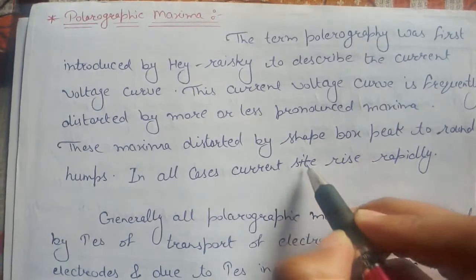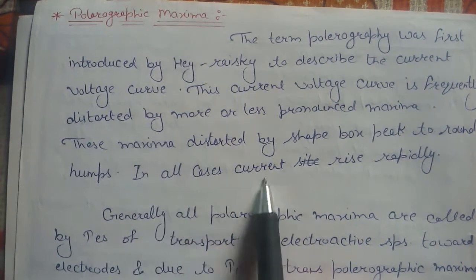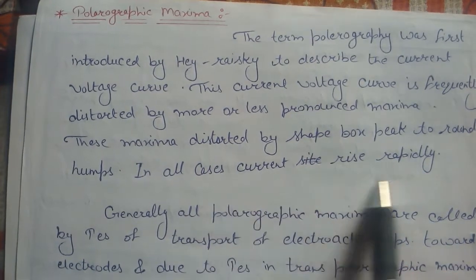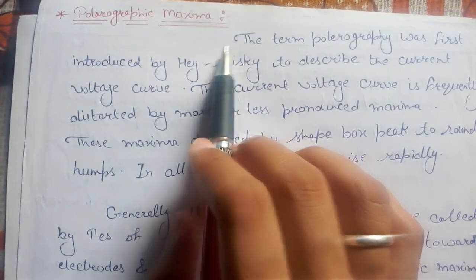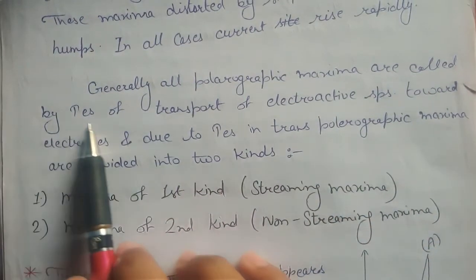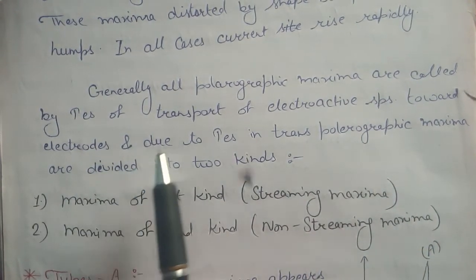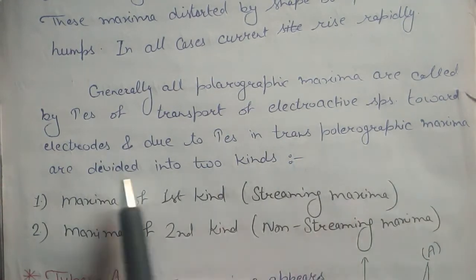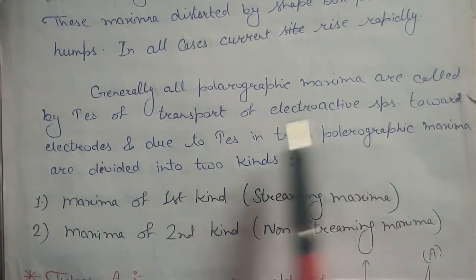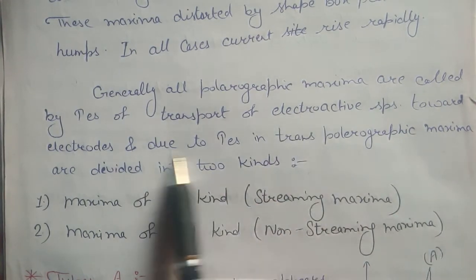Sorry guys, sorry for the mistakes, but just ignore it. You can say in all cases the current rises rapidly, so it is rising up, so the word maxima is used here, right? Generally all polarography maxima are caused by an increase of transport of electroactive species toward the electrode, and due to this increase of transport, polarography maxima are divided into two kinds. It means generally maxima are called an increase of transport of electroactive species, right? And due to which these are discussed in two kinds.